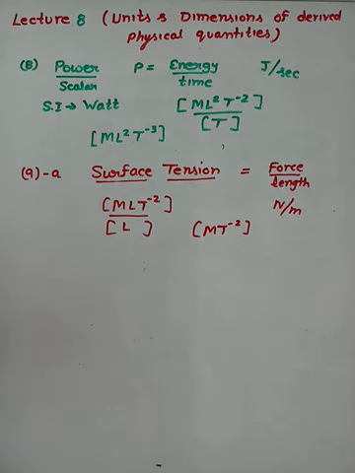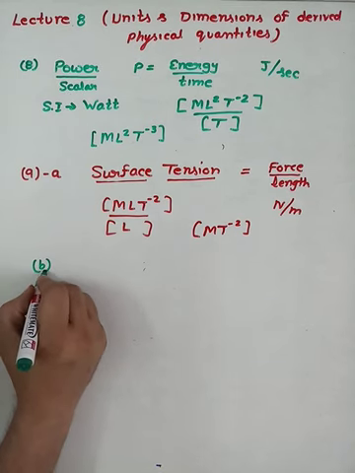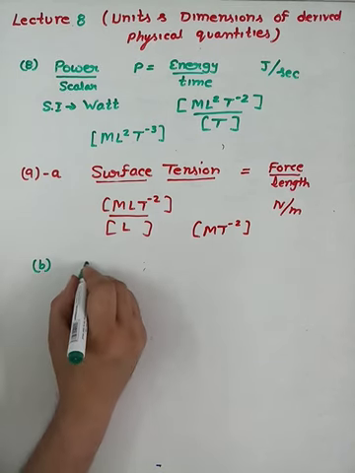Now next is, surface tension, spring constant, force constant, all have the same dimensions. B is spring constant.